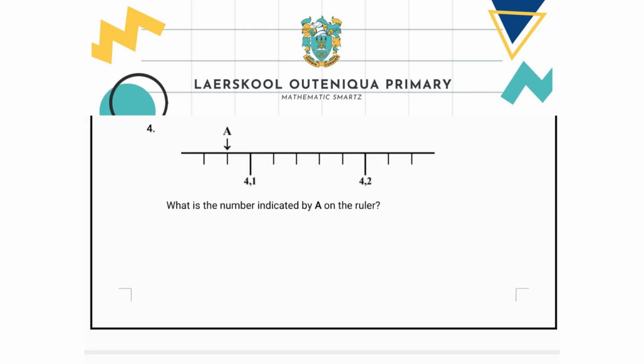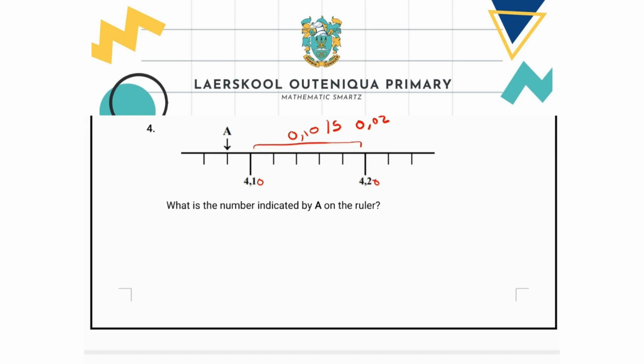Let's answer question 4. What is the number indicated by A on the ruler? Well, in order to do this, we have to determine what each line represents. Therefore, I know that this length has to equal 0.10. And I have 1, 2, 3, 4, 5 increments. Therefore, 0.10 divided by 5 will give me 0.02. Therefore, each line equals 0.02.